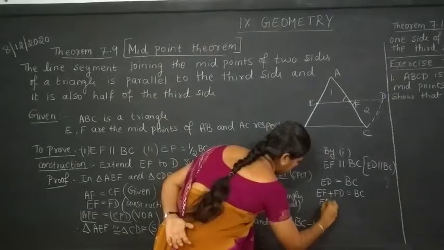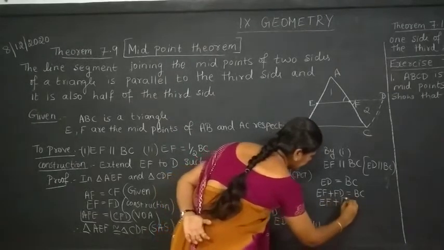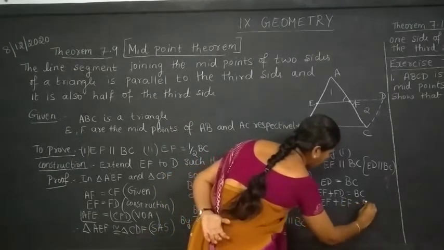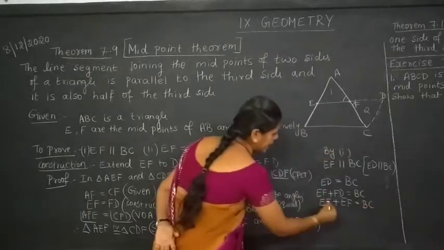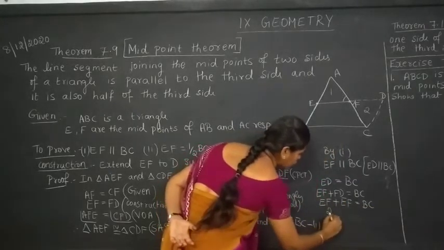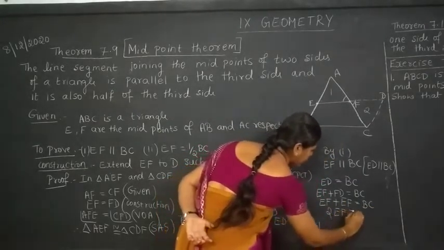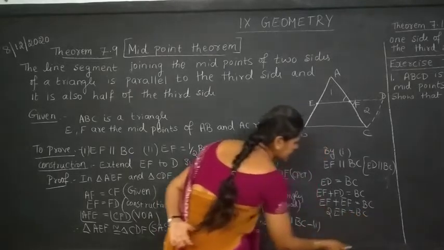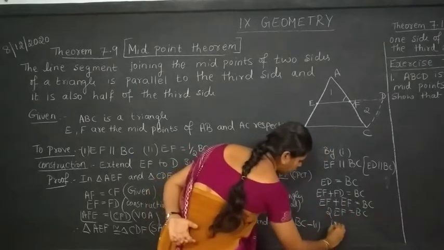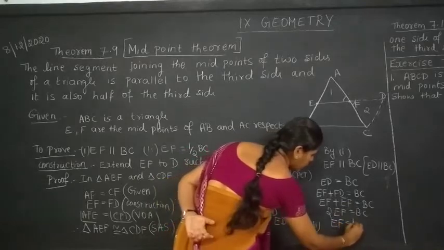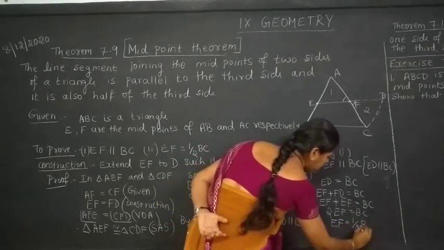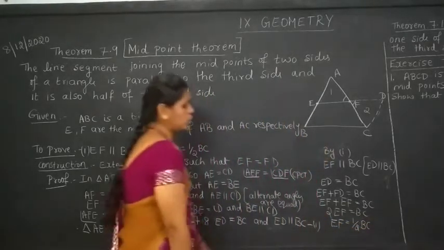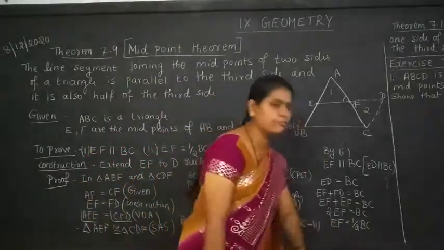So what will it become? EF plus EF is equal to BC. EF plus EF, that is 2EF. 2EF is equal to BC. Now shift 2 to that side. What will you get? EF is equal to half BC, or BC by 2.